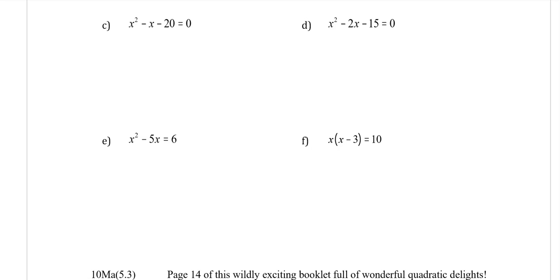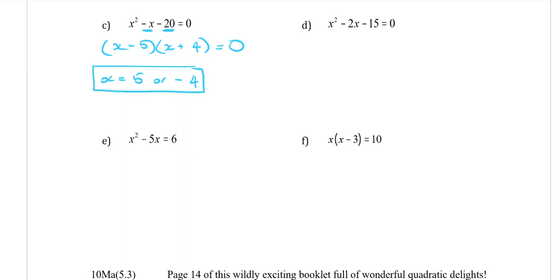Question C, factorising. X is our pronumeral. What times to give minus 20 and adds to give negative 1? The answer is minus 5 and plus 4. So using null factor, we get x equals 5, or from the second bracket, negative 4.